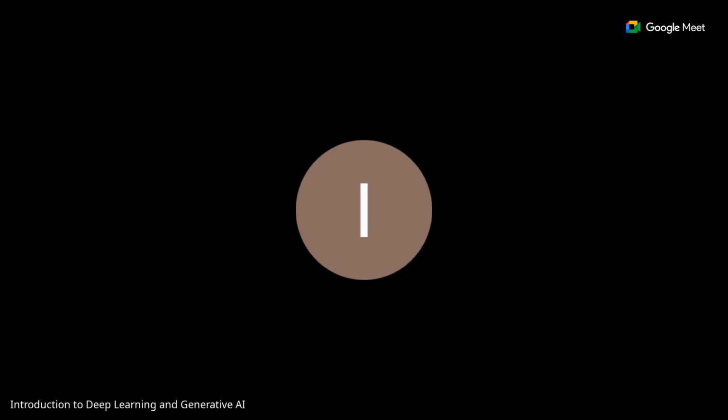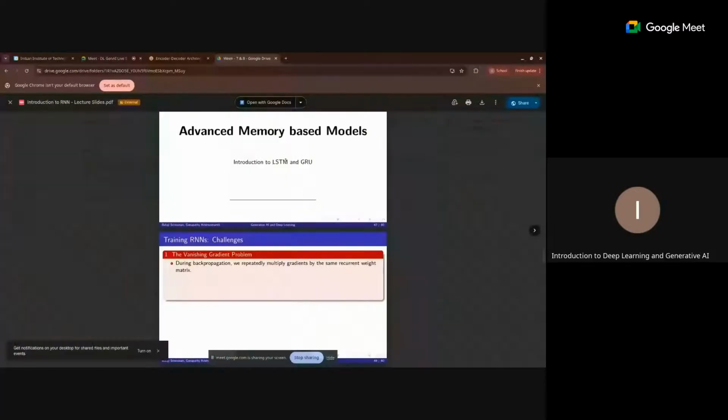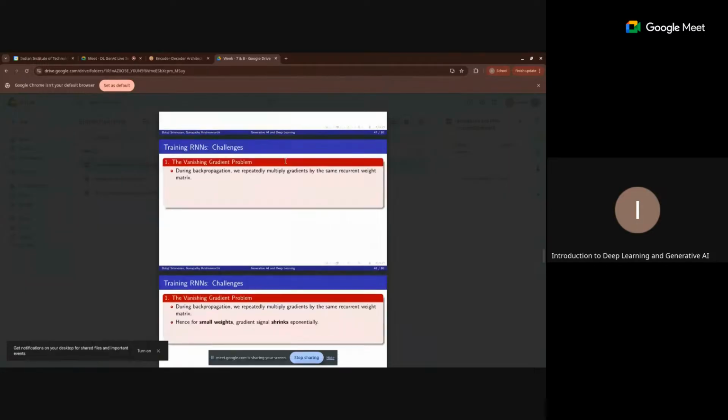Okay. So here in this week, we have these memory-based models. These models came out as an improvement over the plain vanilla RNN. These are also recurrent neural networks, special variants of recurrent neural networks that solve a certain problem that vanilla RNNs don't solve.